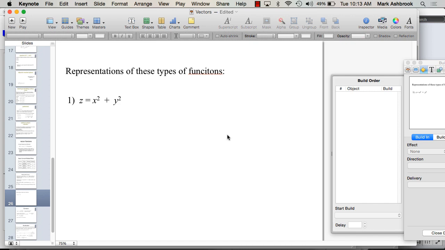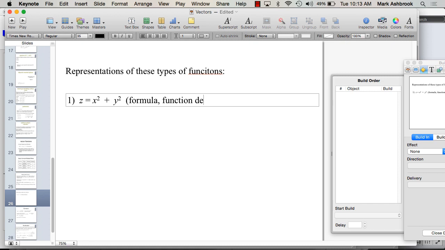What is that? Oh, don't say circle, please. It's not a double cone, please. Paraboloid, right? This is our paraboloid. So the first type of representation is formula, or function rule, function definition.